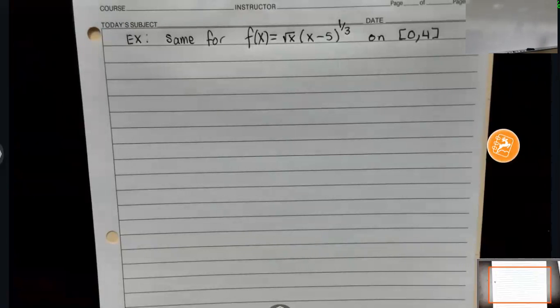So what we're doing is we're taking a derivative and we're finding where the derivative is 0. What's the derivative of the square root of x? 1 over 2 square root of x, right? And we've already gotten that simplifying step done.